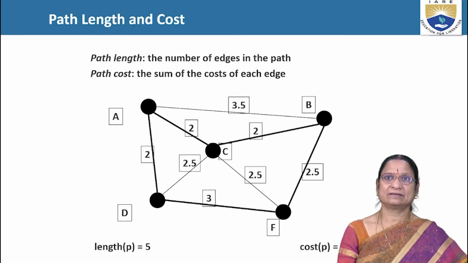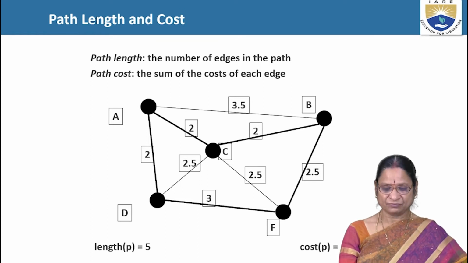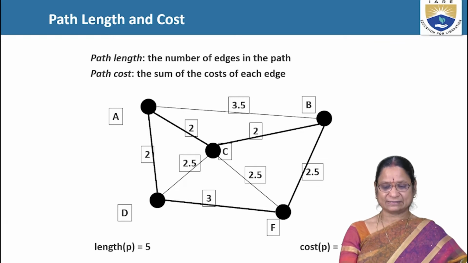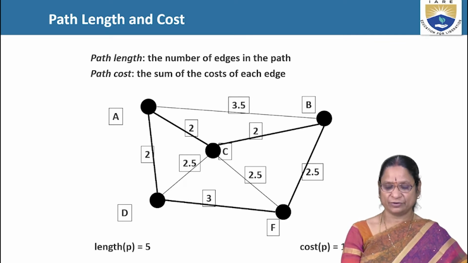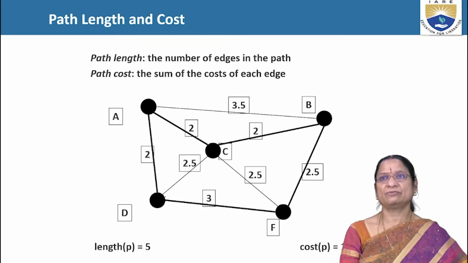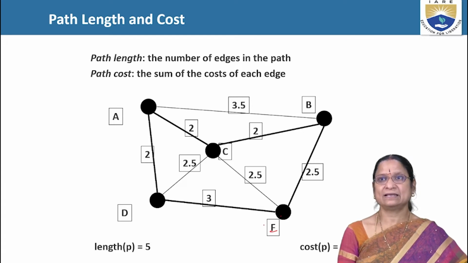Path length and path cost. Path length means the number of edges in a path. Path cost means the sum of the weights of the respective edges. For example, consider the path A, B, C, D, E from before. A to B is 3.5 and B to C is 2, then C to D is 2.5. Totally we are having 8 up to D, and then 3 more, so 8 plus 3 is 11.5.